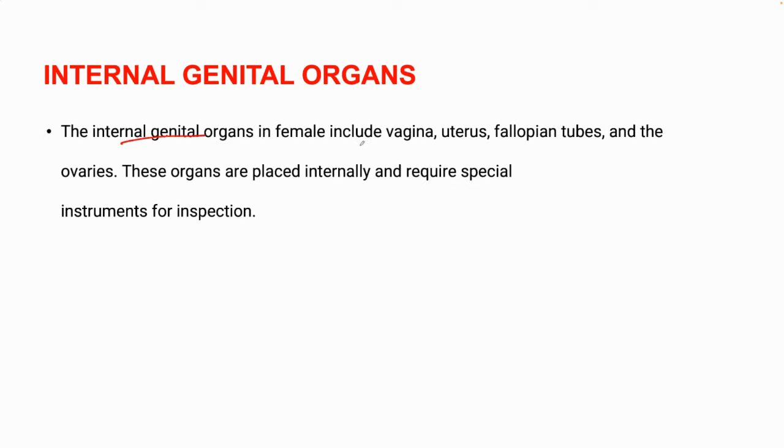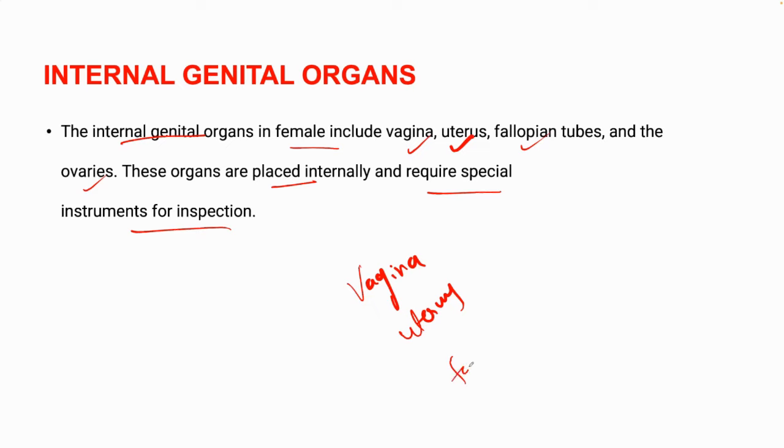So internal genital organs. The internal genital organs in females include the vagina, uterus, fallopian tubes and ovaries. These organs are placed internally and require special instruments for inspection. So there are 4 internal organs: vagina, uterus, fallopian tubes and ovaries, the same way as the external organs are mons pubis, labia minora, labia majora and vestibule. Clear?